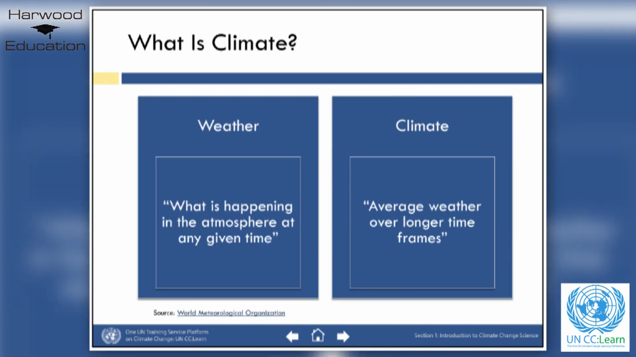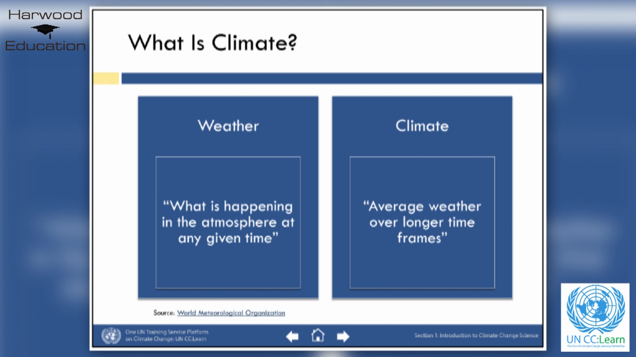What is climate? It is important to understand the difference between weather and climate. What is happening in the atmosphere at any given time is considered weather, including, for example, wind speed and direction, precipitation, barometric pressure, temperature, and relative humidity. Weather changes in the short term, for example, daily, weekly, monthly. Climate is average weather and occurs over long time frames, for example, 30 years.